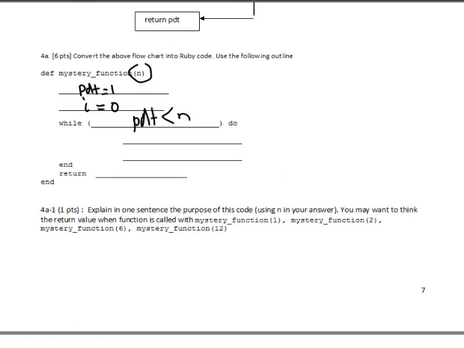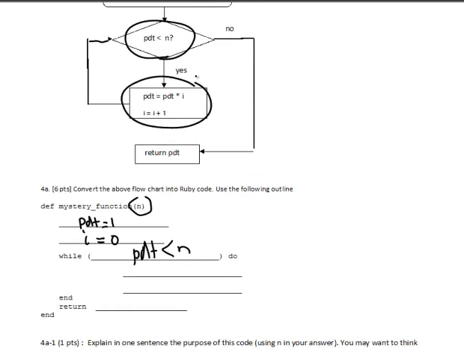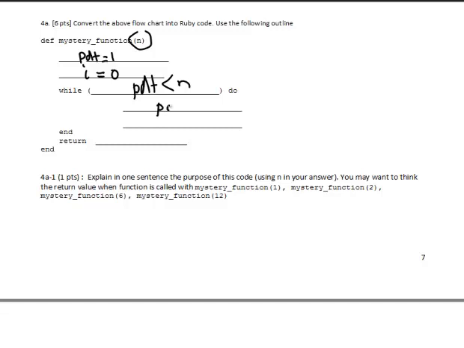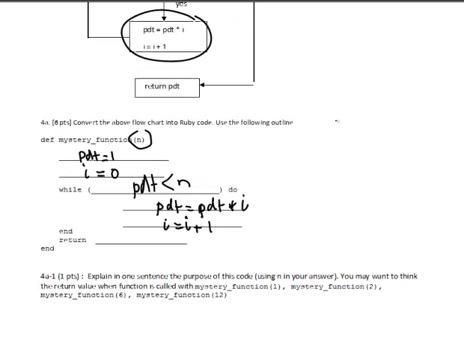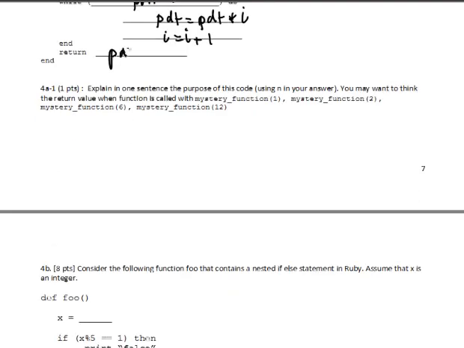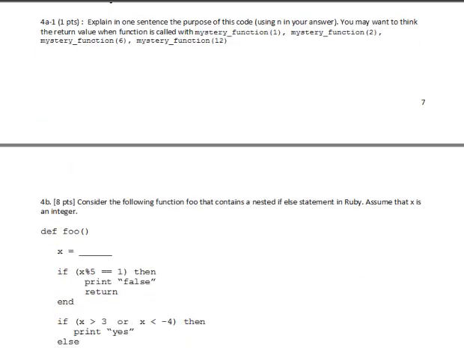And then if product is less than n, then we have the loop body, which is these two statements, product equals product times I. So we're going to write product equals product times I. And then we increment the I by 1, I equals I plus 1. And at the end, we're going to return the product. So return the product. Most of you got this one right. I think it's a very straightforward translation from a flowchart into a piece of code.